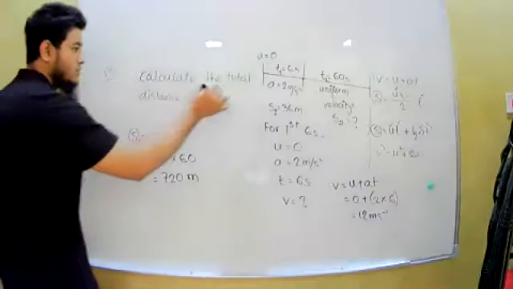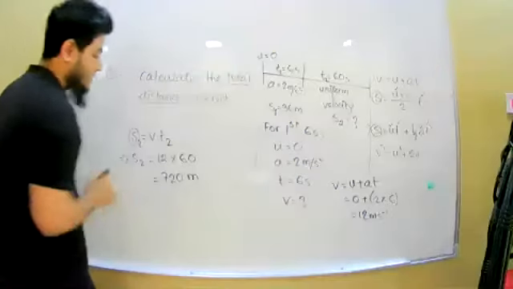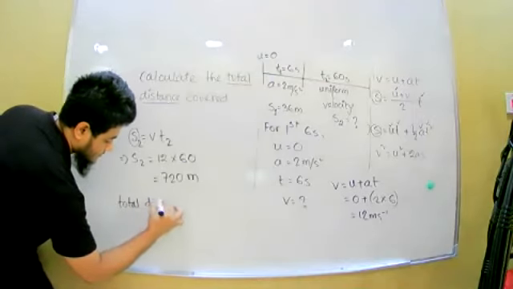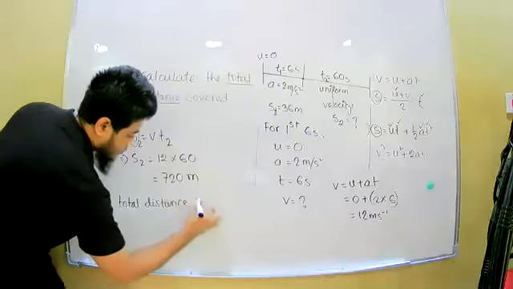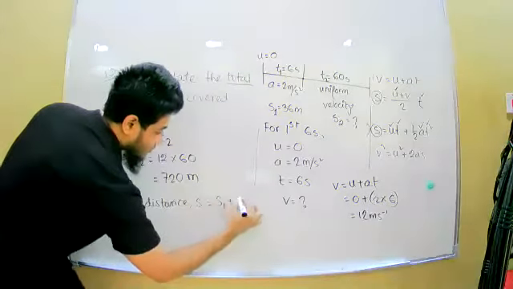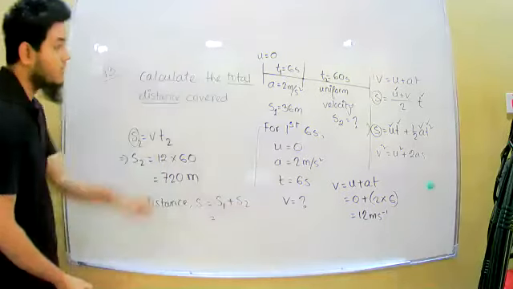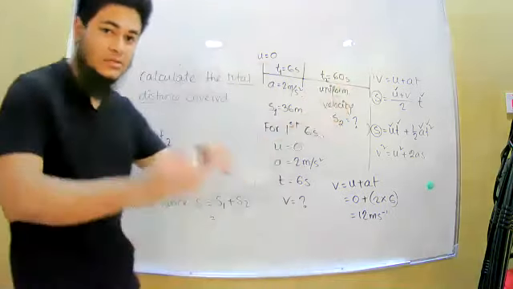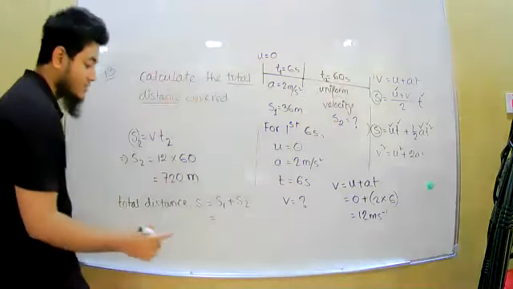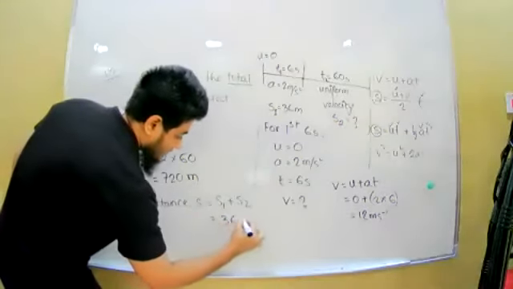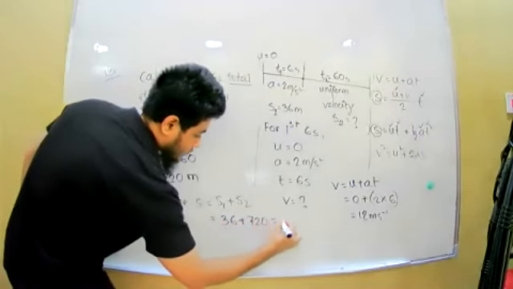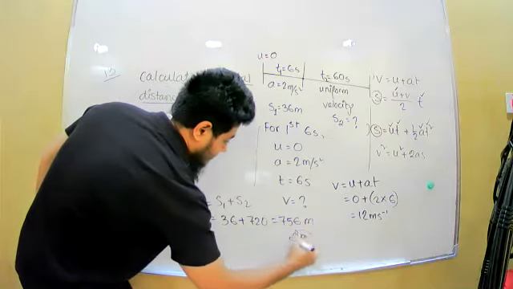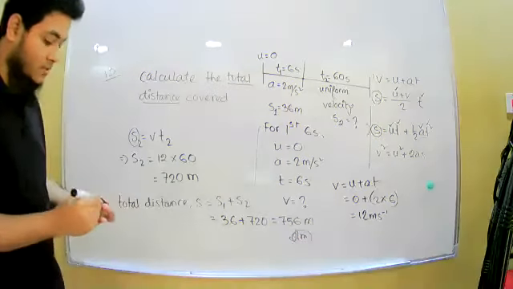They have told us to calculate the total distance covered. So total distance, S is equal to S1 plus S2. The distance covered in the first 6 seconds, plus the distance covered in the next 60 seconds. So total in 66 seconds, how much distance have they covered? 36 plus 72. So this is your answer, okay?